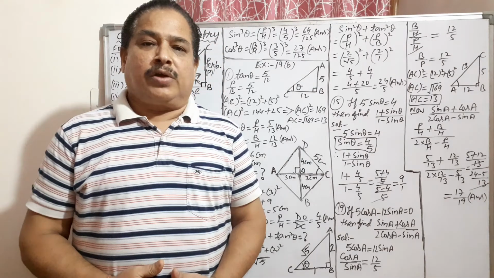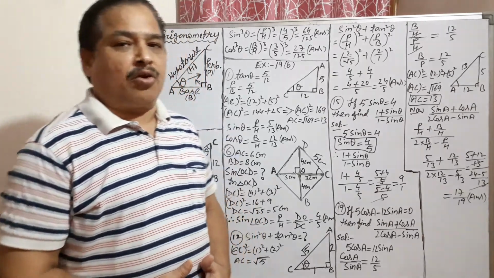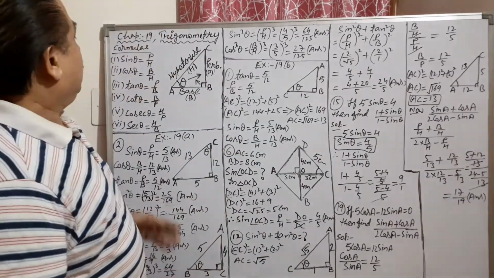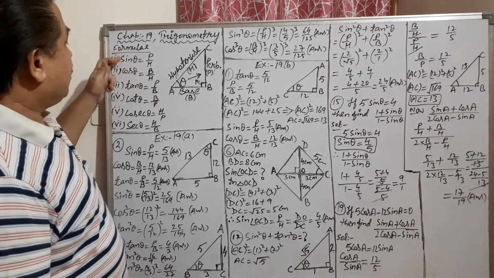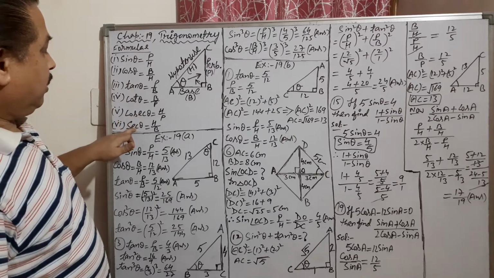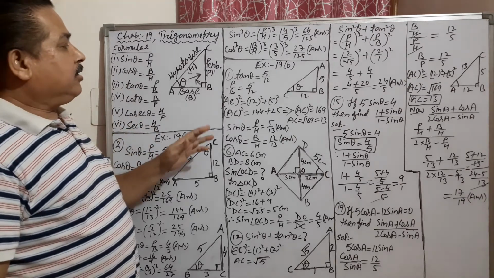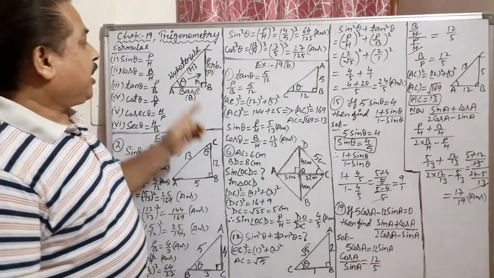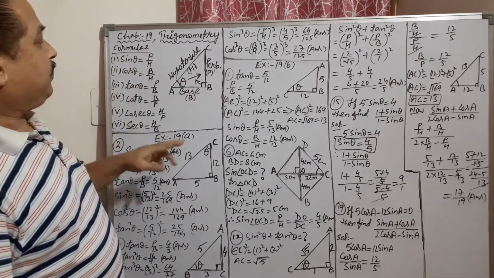Class 9, today's topic is trigonometry, chapter number 19. First of all, in trigonometry there are 6 functions: sine, cos, tan, cot, cosec, sec. And there is a use of right angle triangle. According to this right angle triangle, there are some formulas.